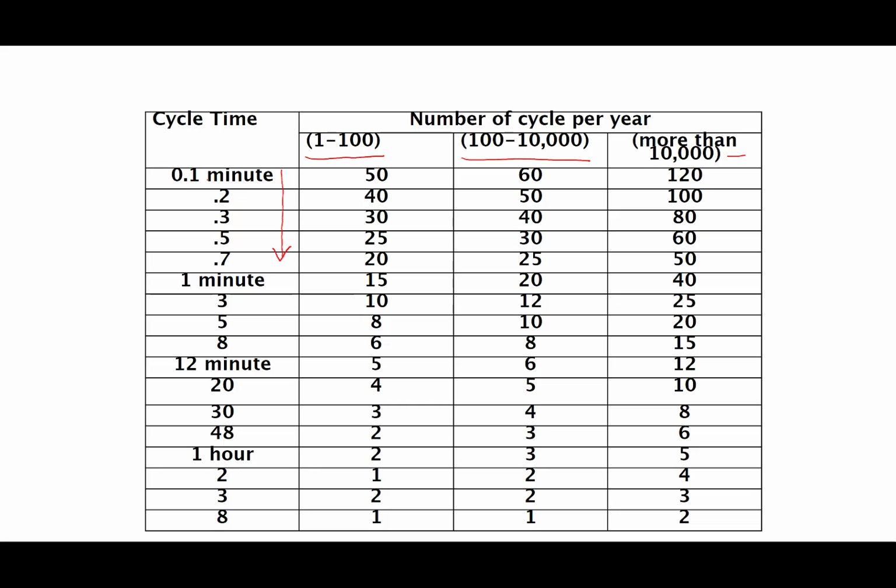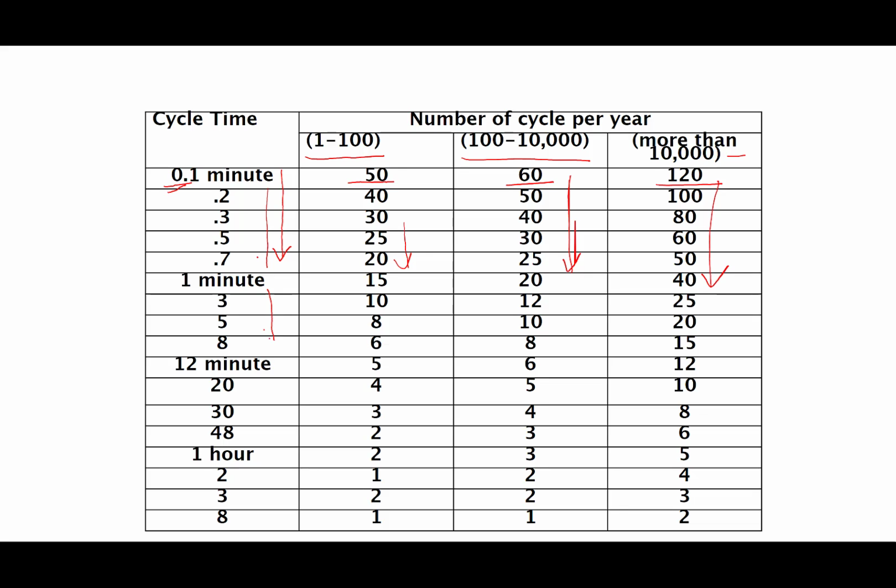So for very short cycle jobs, up to say 0.1 minute, it is 50 if it is occurring 1 to 100, and 60 if it is occurring 100 to 10,000, and 120 if it is occurring more than 10,000. So increasing the cycle time duration, if you see the number of observations to be taken for a given frequency per year, that will also be decreasing.